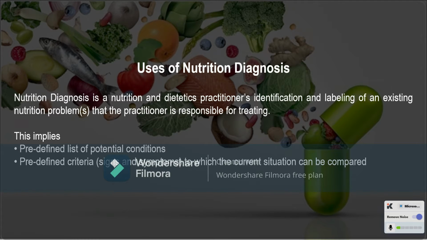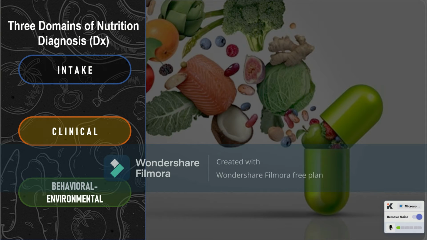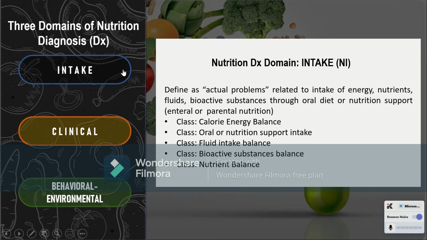So next we have the three domains of nutrition diagnosis: the intake, the clinical, and the behavioral environmental. So these three domains refer to the nutritional problems or the findings. So in PES statement, ito yung problem. So first is yung intake. The domain intake is defined as an actual problem.